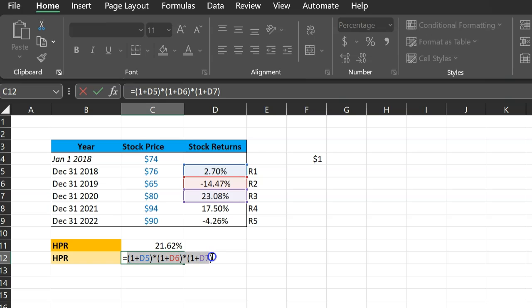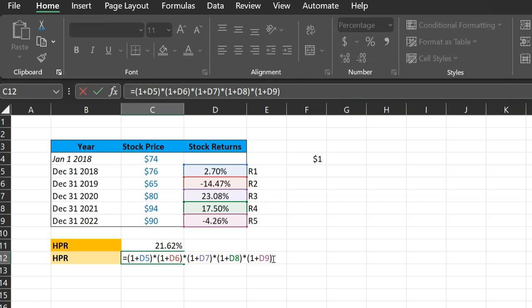But I don't stop there. I continue to hold on to the stock, right? So I say, okay, what happens in the fourth year? Then this entire expression, which is the amount that you have by the end of the third year, will grow by another 17.50%. And then this entire expression will grow by, well, negative 4.26%. My point is that $1 has grown to become this entire thing by the end of 5 years.